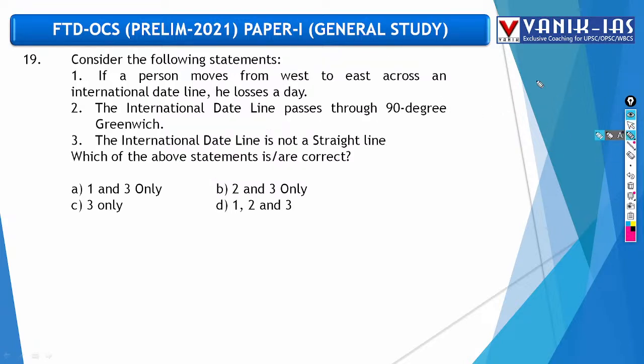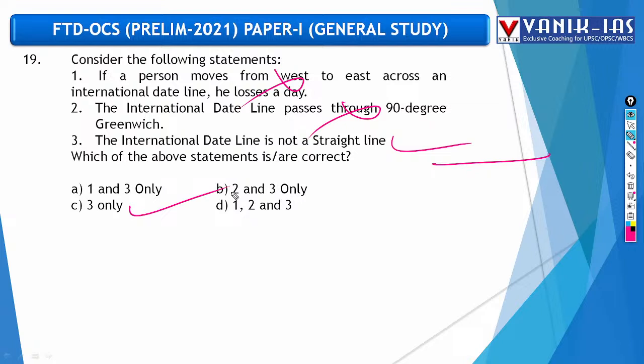If a person moves from west to east across an international date line, he loses a day. It is the reverse, actually. So the first statement is wrong. The international date line passes through 90-degree Greenwich. This is wrong. And the international date line is not a straight line. It's not a straight line. The third statement is right.